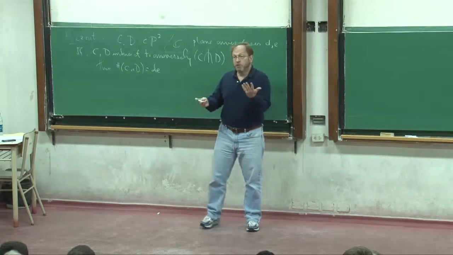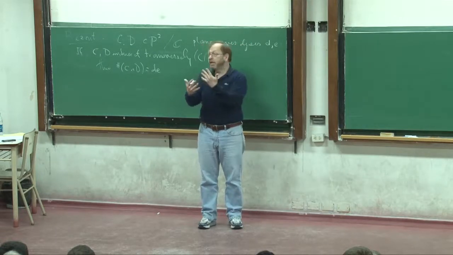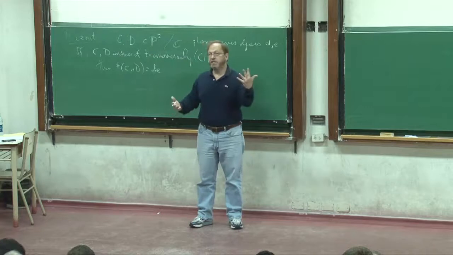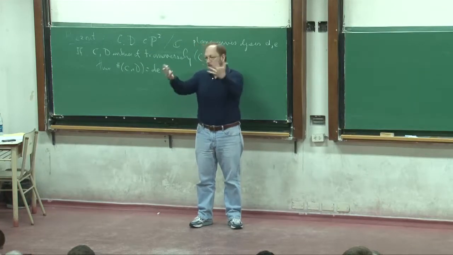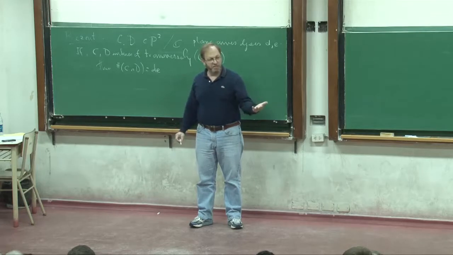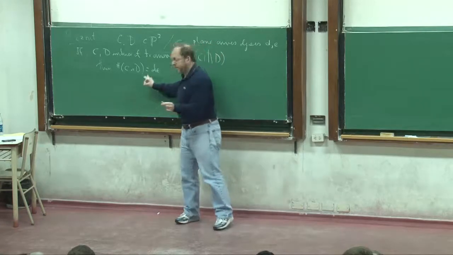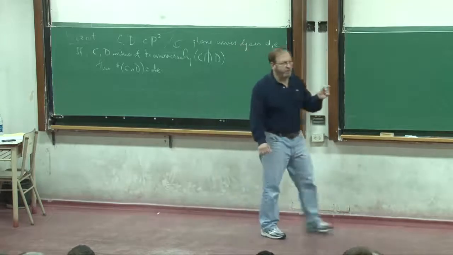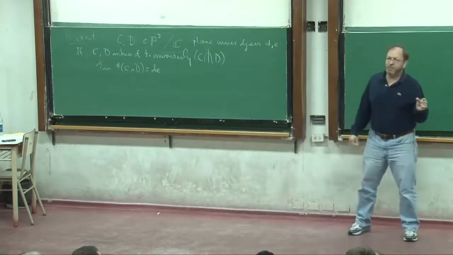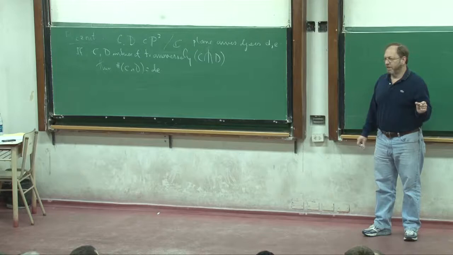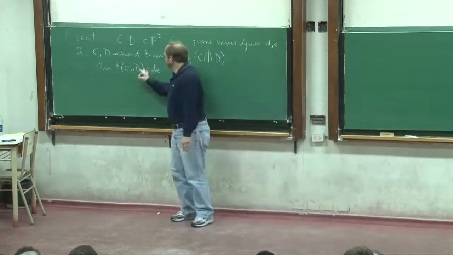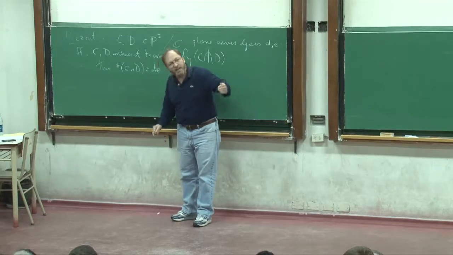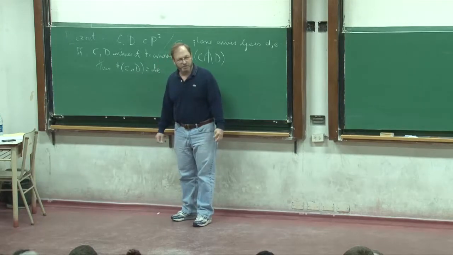You could, for example, choose an example. You could take C to consist of d general lines and D to consist of e general lines, and of course the number of points of intersection would just be d times e. So the real content of this statement is what was called in the 19th century the preservation of number. That the number of points of intersection is invariant under, so to speak, a continuous deformation of the two objects, the two curves.